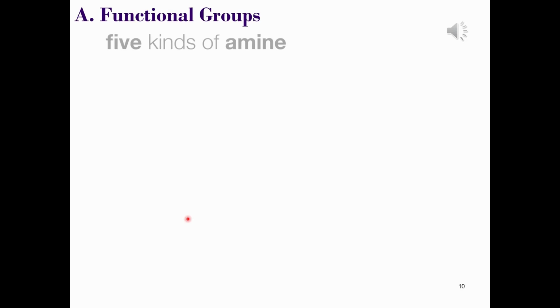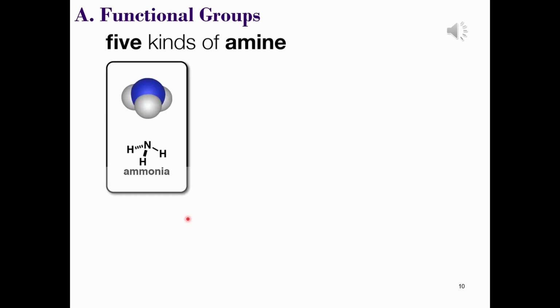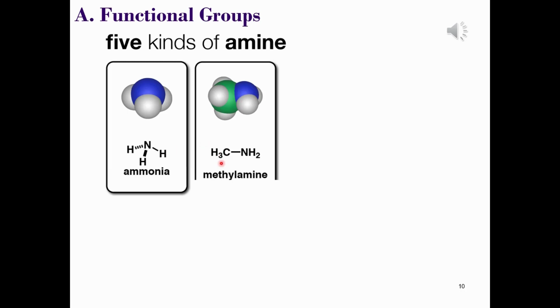There are 5 kinds of amine. We'll start with the simplest, ammonia. Now, every other amine is based on this framework by having replaced a hydrogen atom for a carbon. And this is what allows us to classify these functional groups. When we replace one of the hydrogen atoms with, say, a methyl group, we call this methylamine. And this nitrogen then is attached to one other carbon and so becomes a primary amine.